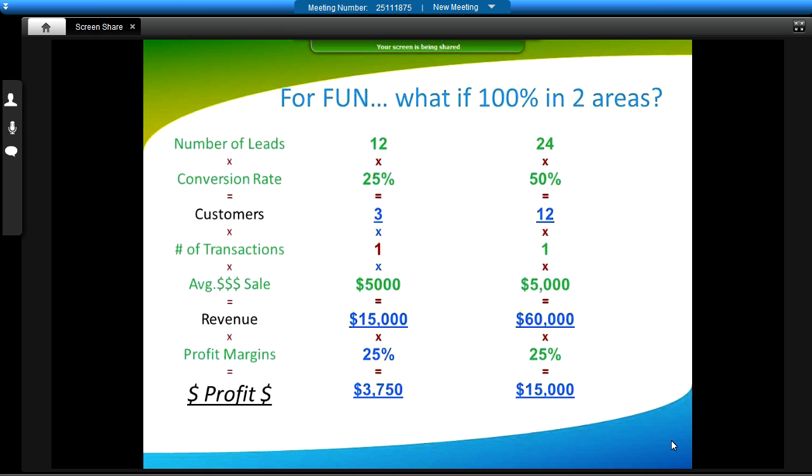Our number of leads goes from 12 to 24, and our conversion rate goes from 25% to 50%. Immediately, we have 12 customers. That's about 2.8 jobs per week. Most companies can handle that. Even if I don't change the number of transactions, average dollar sell, or the profit margin, you go from making $40,000 a year to, actually it's more than 40, nearly $180,000 a year just by improving in 2 areas.